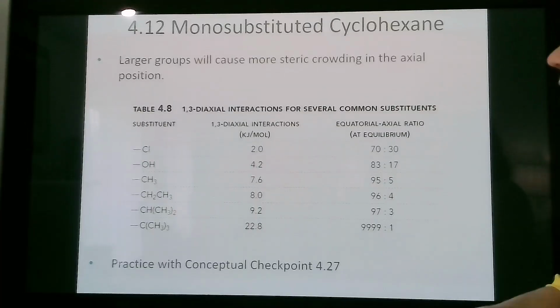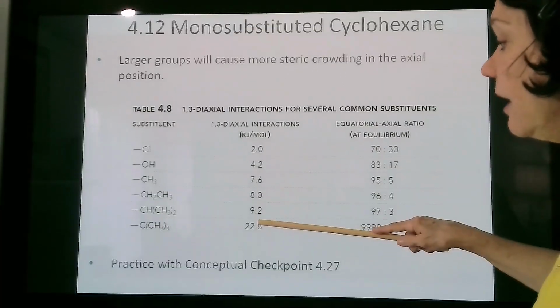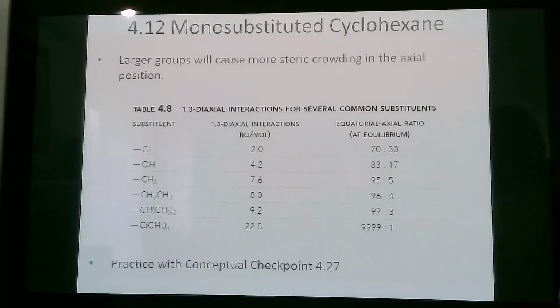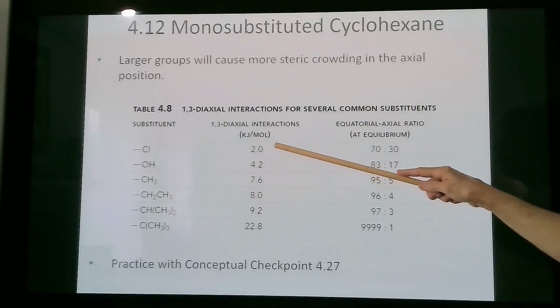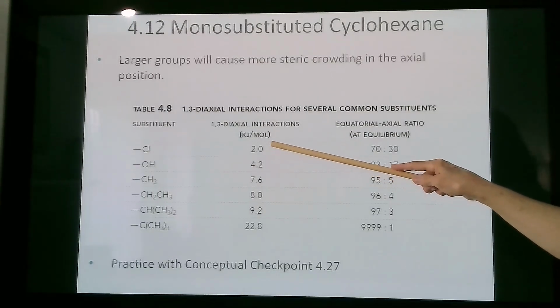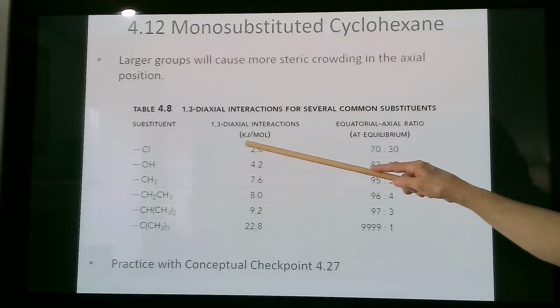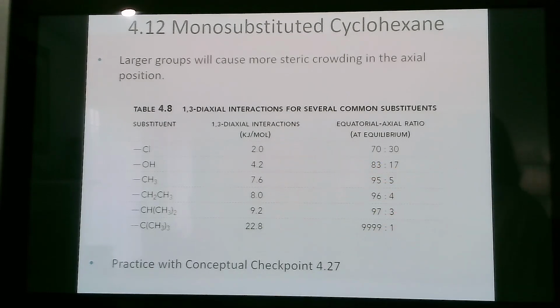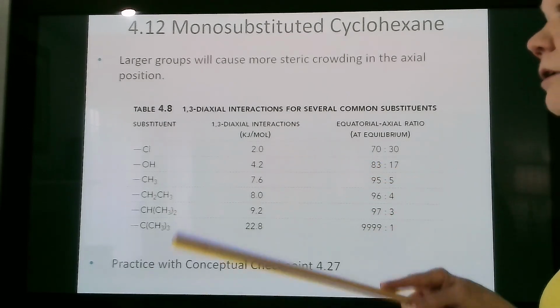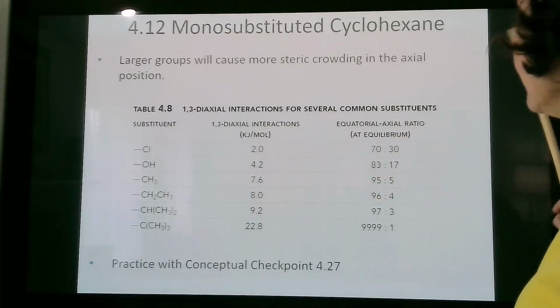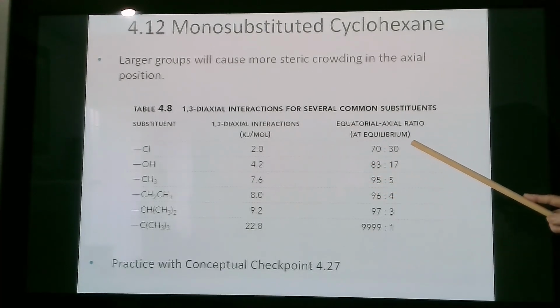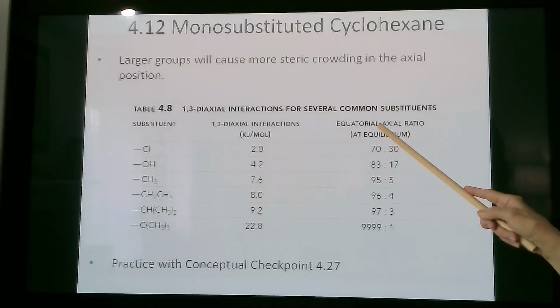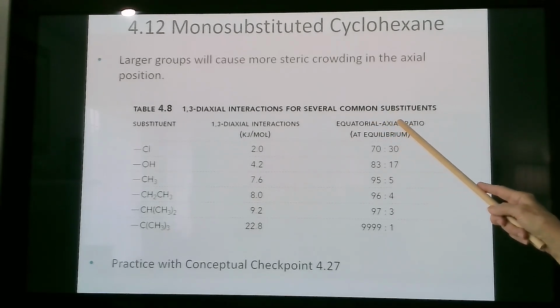And as these substituents get larger, the amount of energy cost is greater. Think about that as the energy barrier. You're going to have an energy barrier to go up to this higher energy, okay? And so the amount of equatorial conformation relative to axial conformation is going to be here.